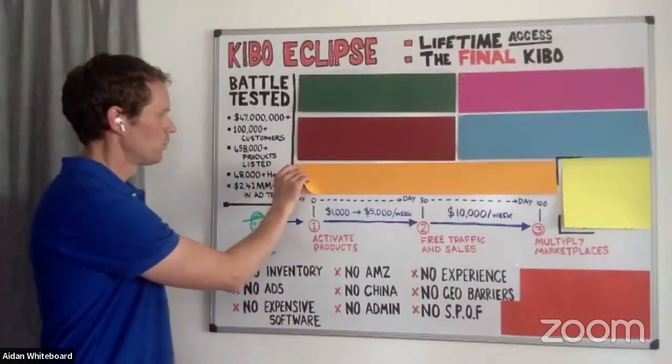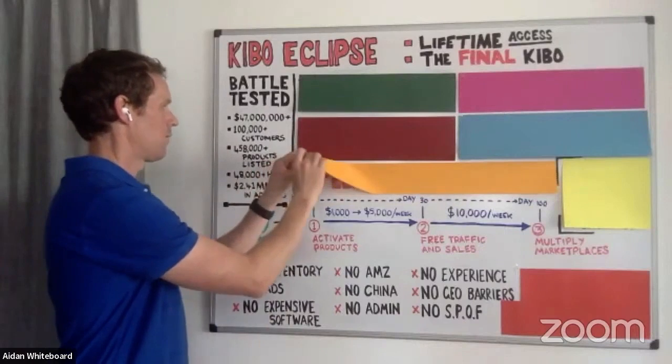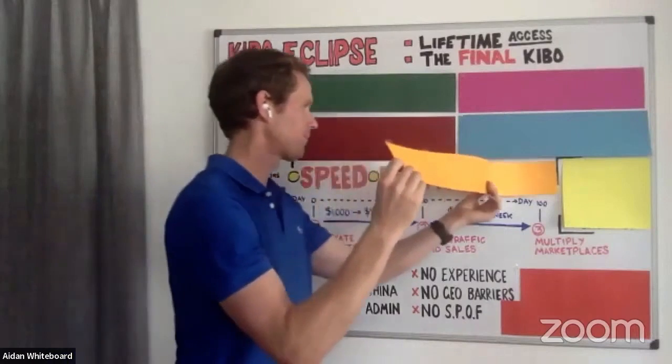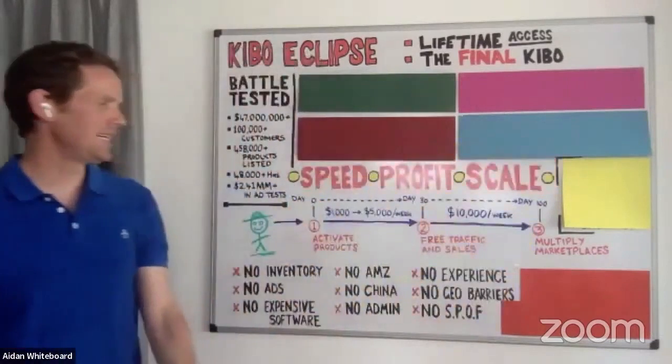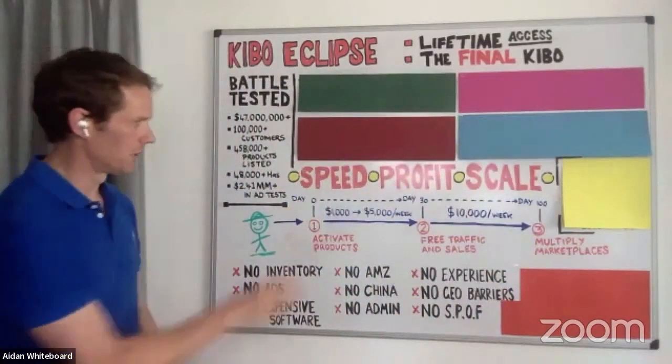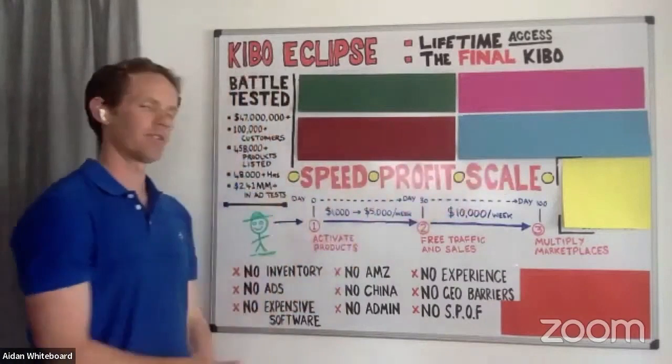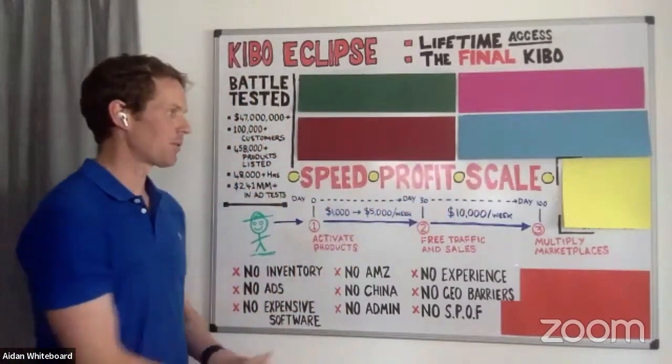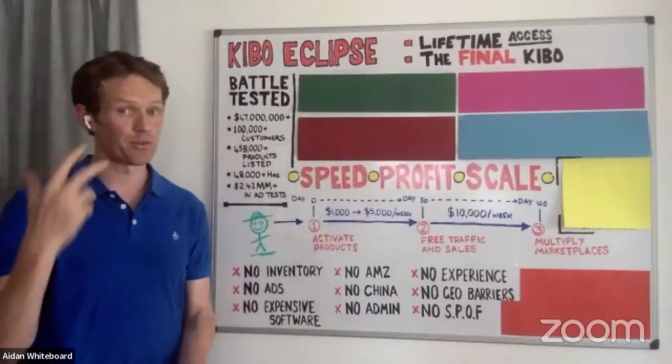And we do it all with this here, which is our battle cry, if you like: speed, profit, and scale. This is really what our focus is all about: getting sales quickly, being able to have high profit margins, and being able to scale.